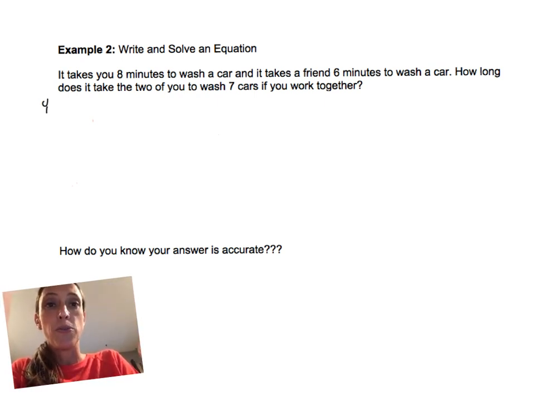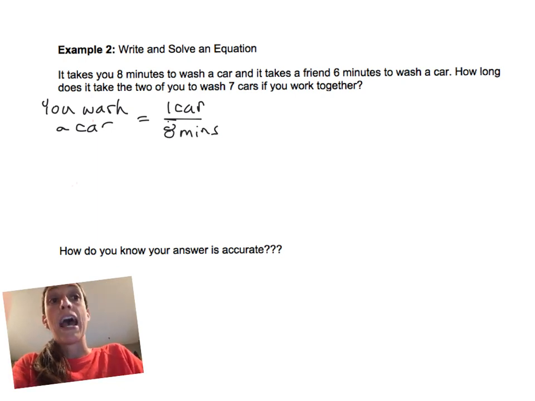So you wash a car at a rate of 1 car every 8 minutes. So if you had 8 minutes, you'd wash 1 car. If you had 16 minutes, you'd wash 2 cars. If you had 24 minutes, you'd be washing 3 cars. So that's your rate at which you wash a car.